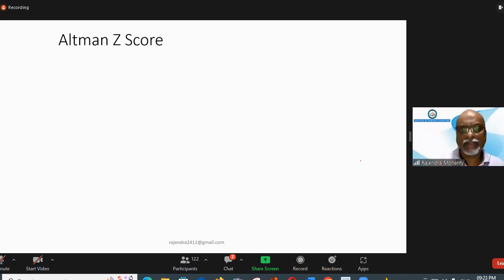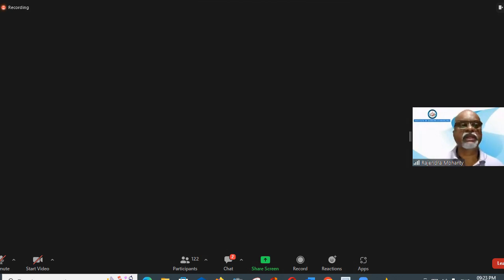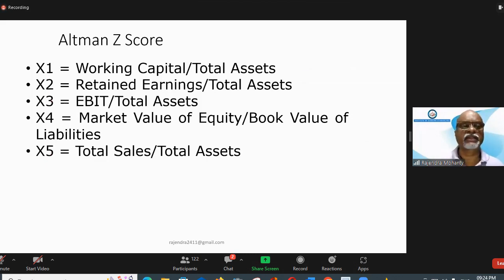So what he has done, I'll just show you. These are the 5 financial ratios he took. We can call them X1, X2, X3, X4 and X5. X1 is working capital to total asset. So for a bank, what will be the working capital? Current asset minus current liability.